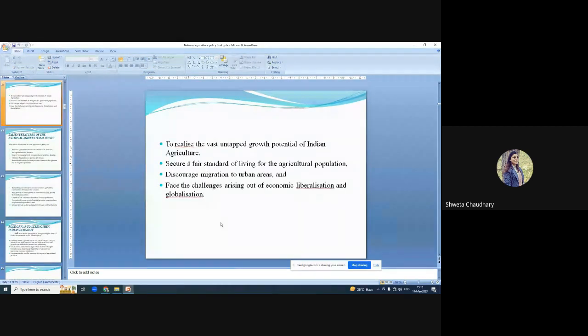Then to have a proper income for the farmer, then raise their standards of living, then discourage migration to urban areas. If they are getting a good income in village or rural areas through agriculture, why would they migrate to urban areas? So this is to discourage migration by providing a better living standard in the rural areas itself.